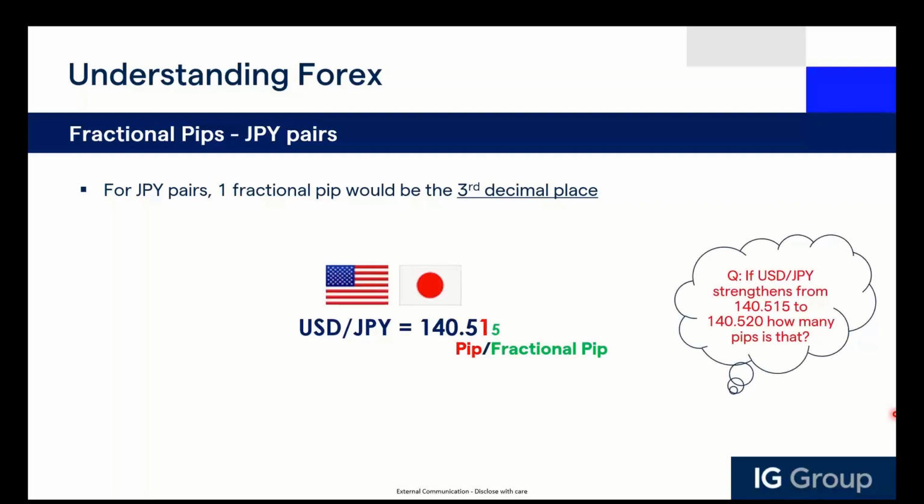So again, from 515 to 520, right? How many pips is this particular increase? So just take note again, for yen crosses, it is just the 3rd decimal for yen crosses, right? It's the third decimal place for fractional pips. Yeah, so all of you got it already. It is 0.5 pips or 5 fractional pips.